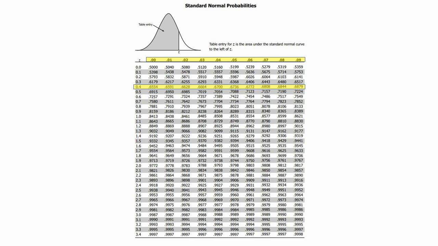When we read across the row for 0.4, then, we are actually finding the areas associated with the z-scores of 0.40, 0.41, 0.42, 0.43, 0.44, 0.45, 0.46, 0.47, 0.48, and 0.49.